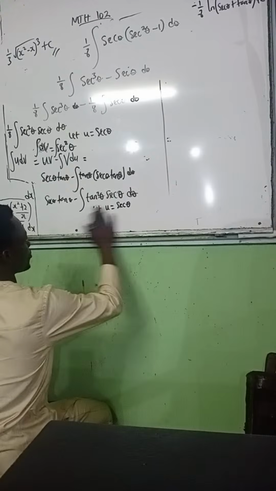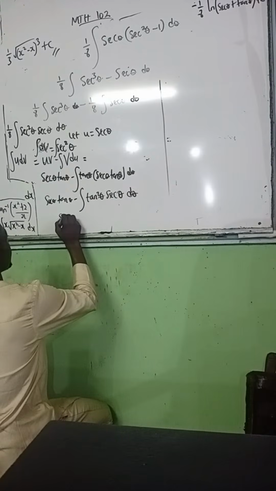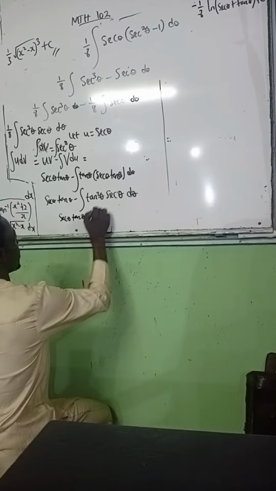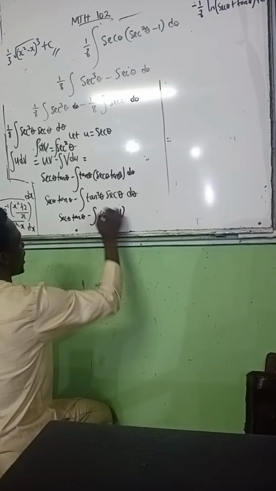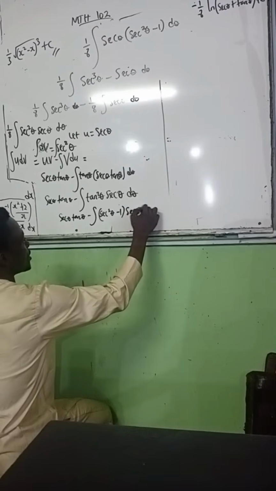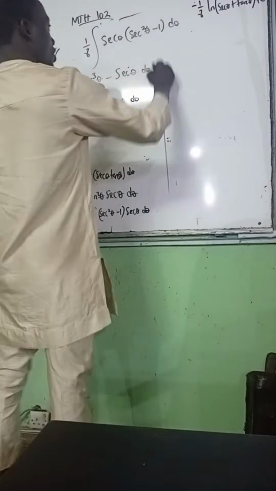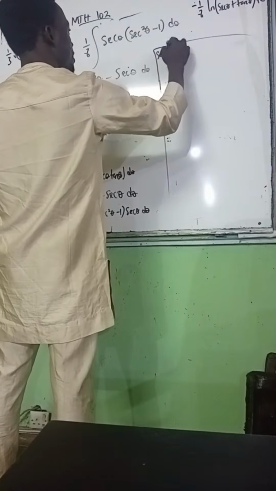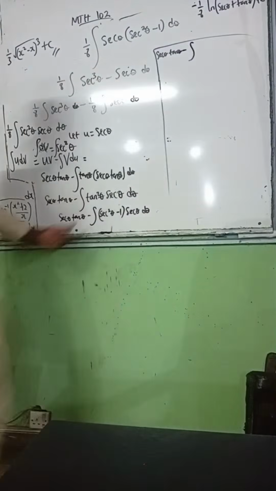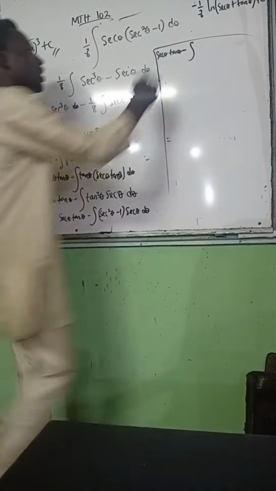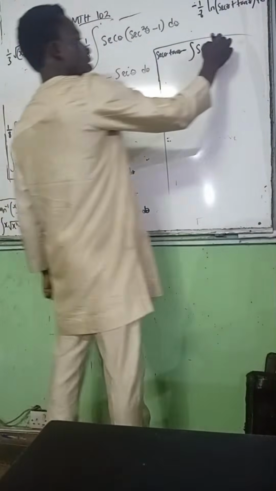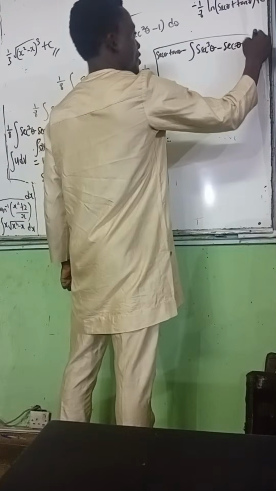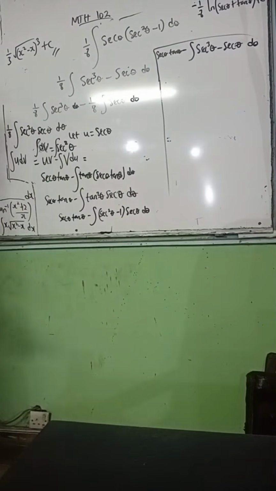So here we have sec theta tan theta minus the integral of what? Tan square theta is what? Sec square theta minus 1, right? Multiply by sec theta d theta. So here we have sec theta tan theta minus the integral of sec square theta times sec theta. What do we have? Sec cube theta minus sec theta d theta.